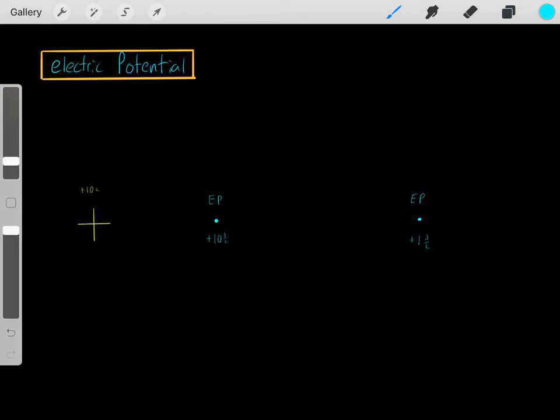So now we know. And again, what is this? Why do we care about this electric potential? What does it mean if this region has an electric potential of positive 10 joules per coulomb?